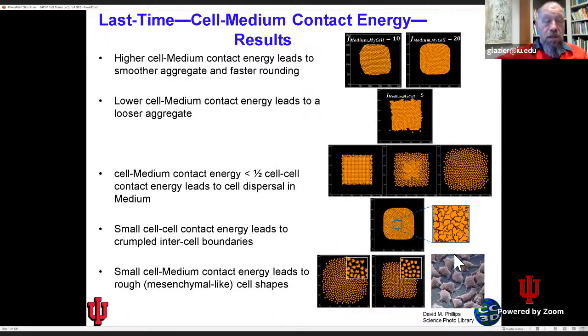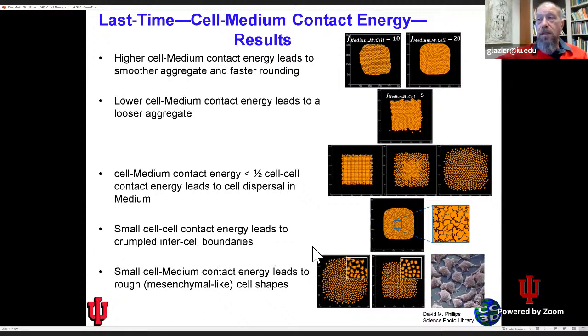We did a quite extensive exploration in class and also in the homework of some of the cell medium and cell-cell contact energy effects. We looked at how higher cell medium contact energy leads to rounding up of aggregates. The higher the cell medium contact energy, the smoother the aggregate, the faster the rounding. If the cell medium contact energy is smaller, the aggregate gets looser. If the cell medium contact energy gets less than about a half of the cell-cell contact energy, then the cells will actually disperse into the medium and spread out.